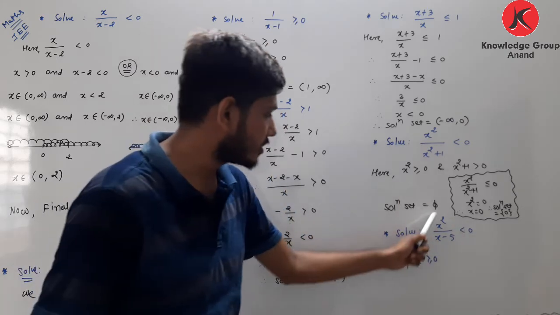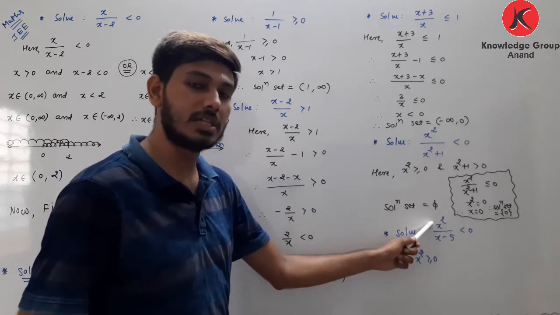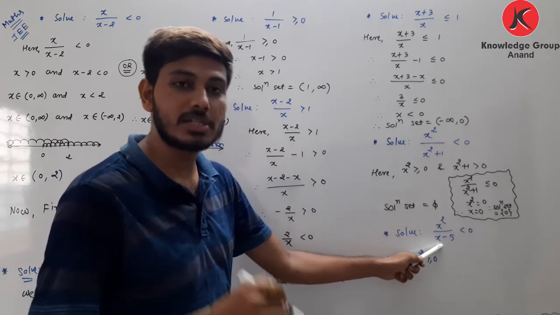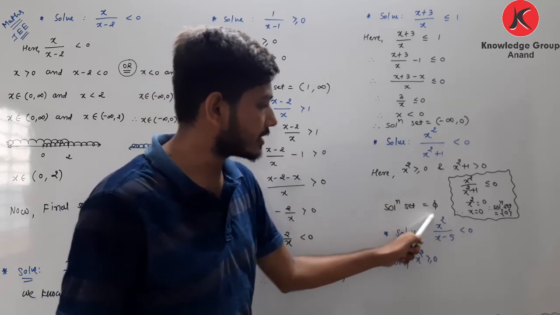This ratio is less than 0, that means this ratio is negative. This is a positive term. This must be a negative term for obtaining this ratio negative.